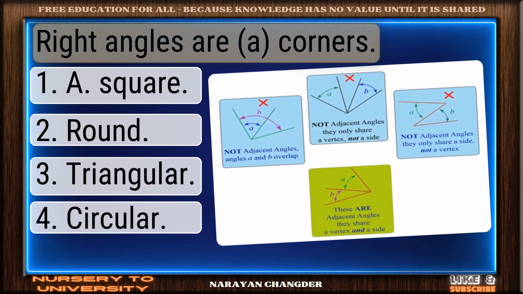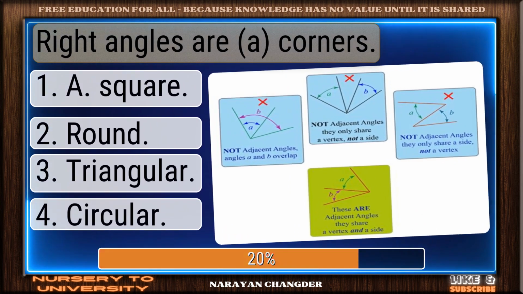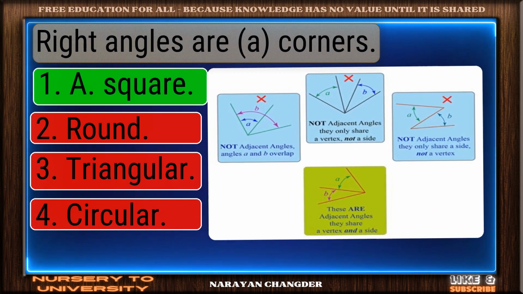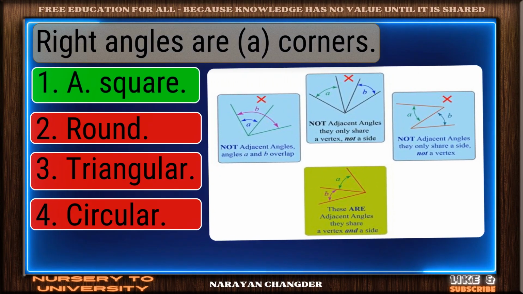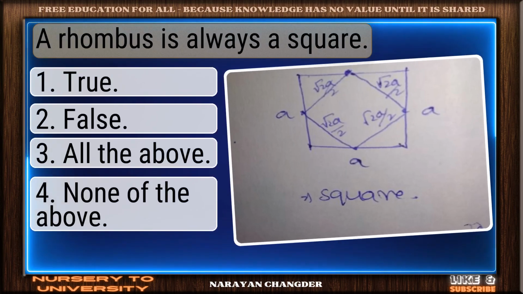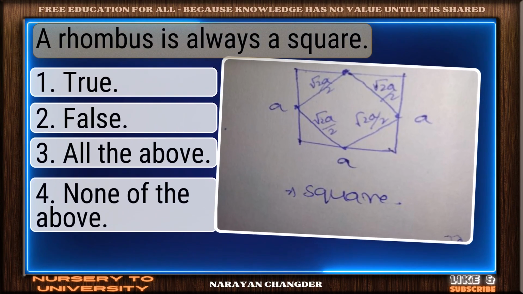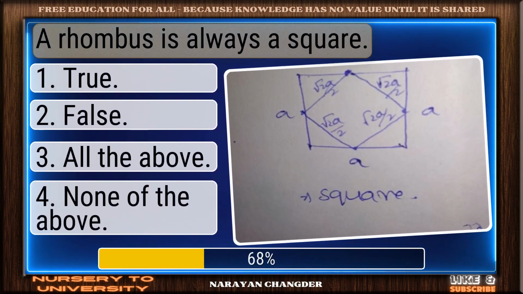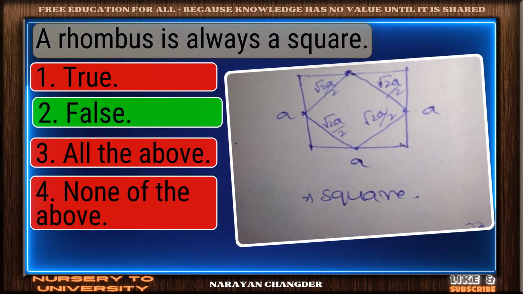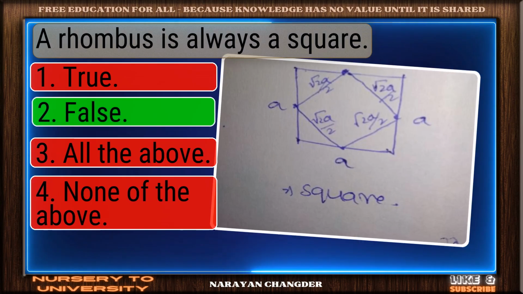Question number 271. Right angles are corners. Bravo. A square is the answer. Question number 272. A rhombus is always a square. Excellent. False is a brilliant choice.